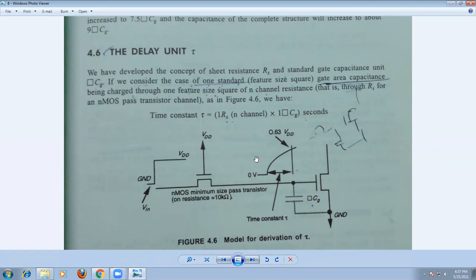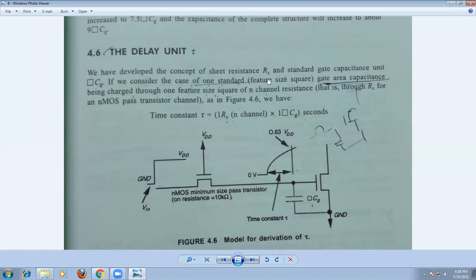Similarly, in VLSI we have to concentrate on the on resistance of the transistors and also the capacitance associated with the circuits. As we have already seen, the resistance can be calculated by using the seed resistance of the network, and the capacitance we have considered in terms of standard units of capacitance, right? Depending upon these two values, we are going to calculate the time constant of the network. That is the delay unit, and the delay unit is represented by the letter tau, which is also known as the time constant of the network.